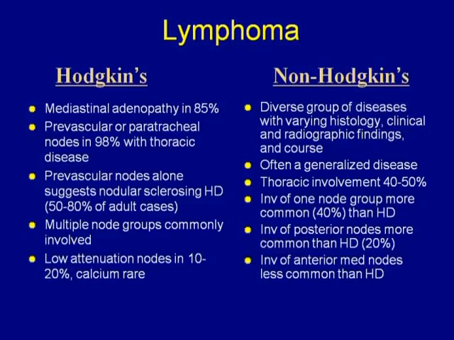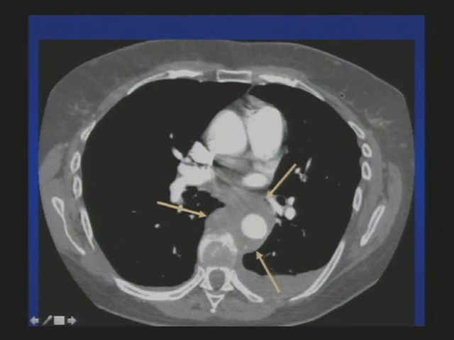It tends to be a generalized disease, so you'll have both chest and other organs or other portions of the body involved. Chest involvement is about half of the cases, commonly more than one nodal group. If you see isolated posterior nodes involved, that argues strongly against Hodgkin's and more for a non-Hodgkin's lymphoma. And the anterior predilection you see with Hodgkin's is not as common with non-Hodgkin's, okay? So here's a nice example of non-Hodgkin's lymphoma.